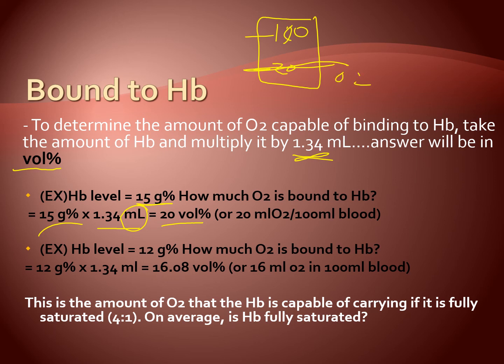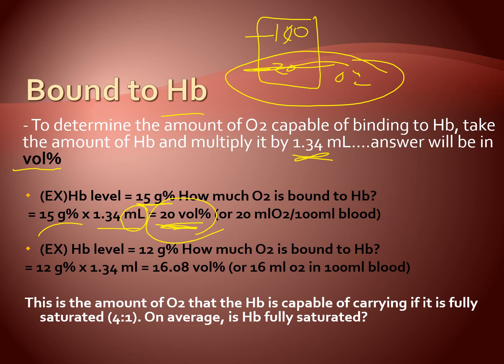That's great compared to 0.02, right? Remember in the plasma we had 0.02. Now I have 20 milliliters. Much more oxygen can be bound to the hemoglobin than carried in the plasma. So that's perfect. That means 20 mLs of oxygen in this 100 ml sample. And that's what we call 20 volumes percent. So your unit for this equation is going to be 20 volumes percent.